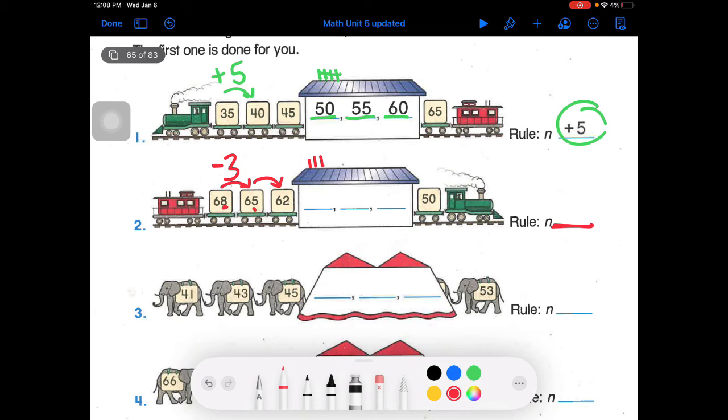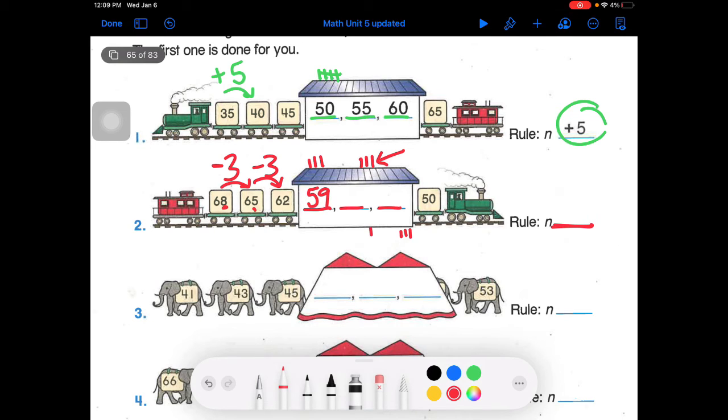65, 64, 63, 62. Yep, it's still going by 3. You do not have to do these tallies right here. You can just use your fingers if that helps too. Okay, so then I have to keep following my sequence and I have to find my next 3. 62, 61, 60, 59. So my next answer is 59.